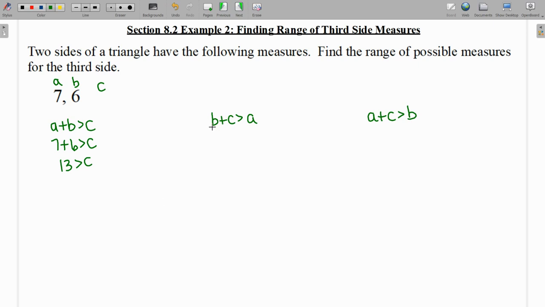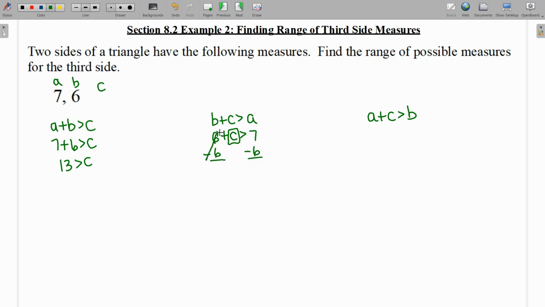Now, in the second one, we have B, which is 6, plus C, that's what we're looking for. That's our current unknown. The sum of those two needs to be greater than A, which is going to be 7. Now, what I need to do in this inequality is solve it for C. So I need to isolate that C, get it by itself on the left-hand side of my inequality. So that means this positive 6 has got to go. I'd perform an inverse operation of subtracting 6 on the left-hand side. And what I do on the left-hand side of the inequality, I must do on the right-hand side. So I'm going to subtract 6 over here as well.